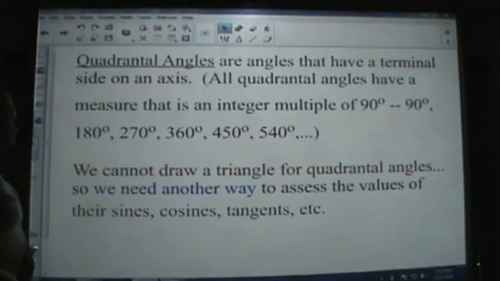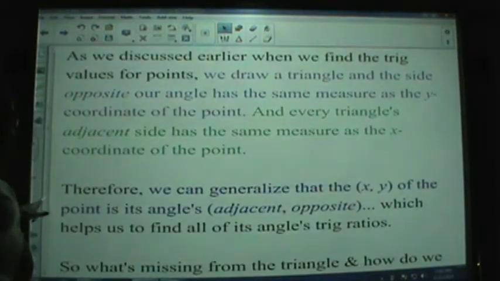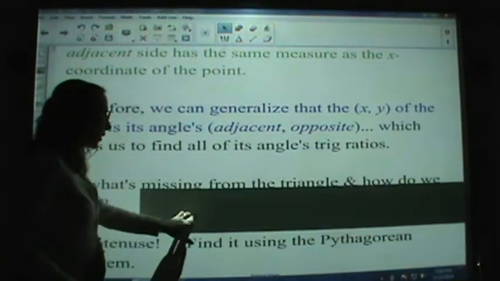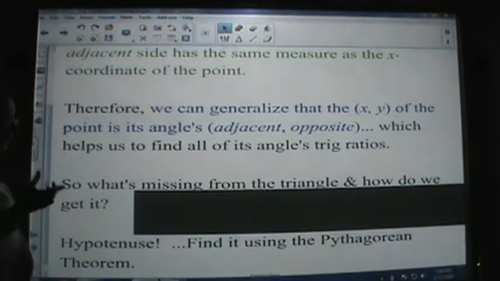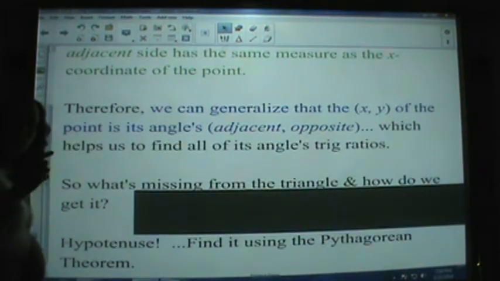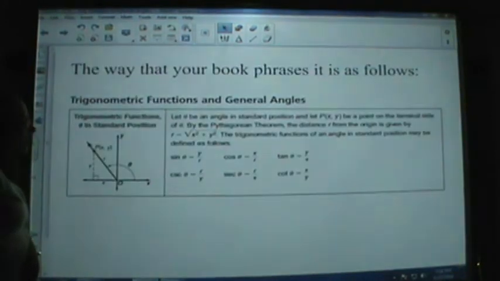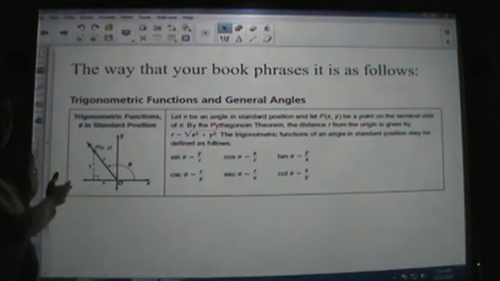And so basically, something that you can think about is that if you know a point, then you can just use the Pythagorean theorem and consider the points x and y, adjacent and opposite, those are the legs. Use the Pythagorean theorem to get the hypotenuse. You may or may not be given a point, but if you are, this is one way to handle it.